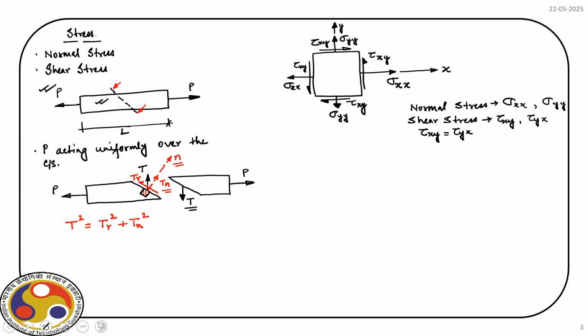Okay. Now, let us consider a plane which is passing through this element. So, let us consider a plane. How will this plane be defined? So, it will be defined by the normal. So, let us draw the normal.